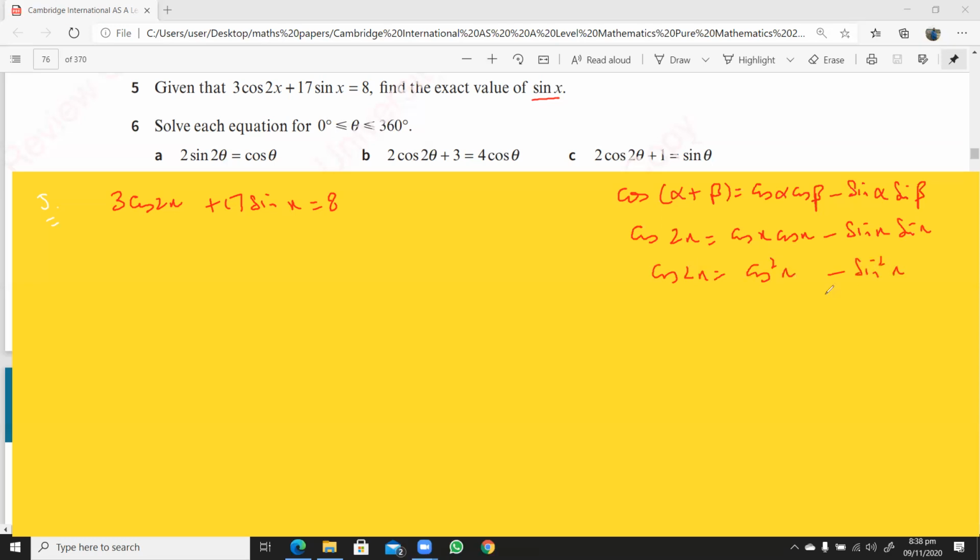So that means your cos 2x is going to be cos square x minus sine square x, okay? Then this cos 2x can be written only in terms of cos. So this will be 2 cos square x minus 1. And if you want to write this purely in terms of sine, this will be 1 minus 2 sine square x.